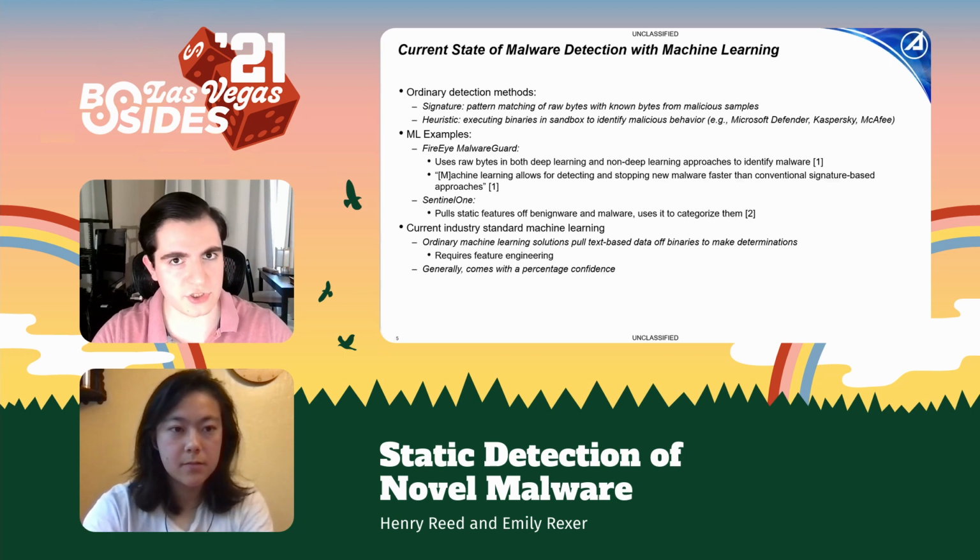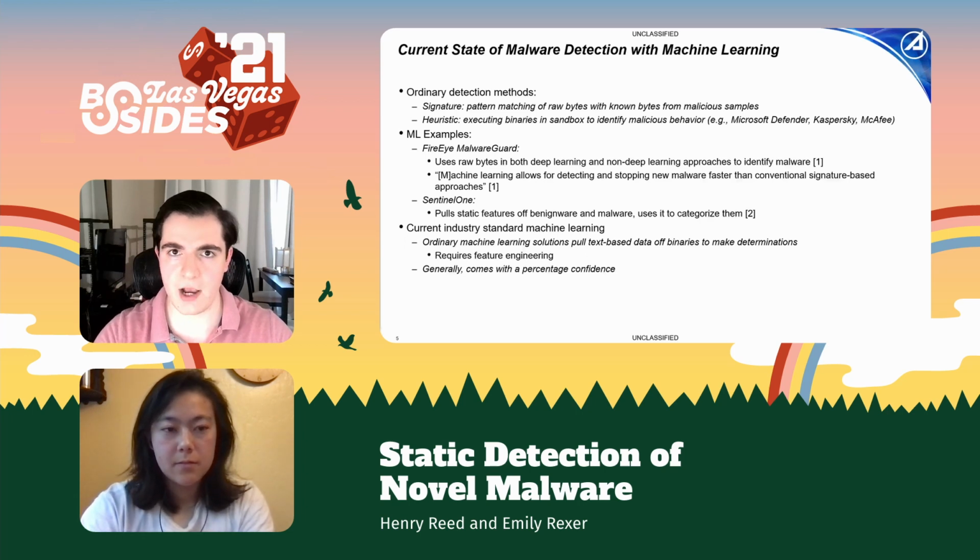The third method, which is new and up and coming, is using commercial tooling. We have two examples of it, but it's not very common. For example, the FireEye Malware Guard uses raw bytes in both deep learning and non-deep learning approaches to identify malware. They explicitly state, and I quote, "Machine learning allows for detecting and stopping new malware faster than conventional signature-based approaches." Sentinel-1 is also another example.